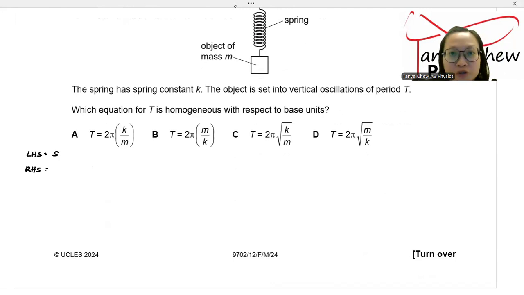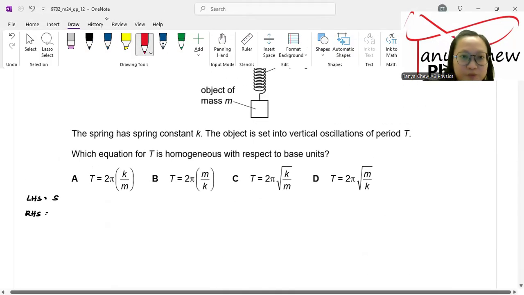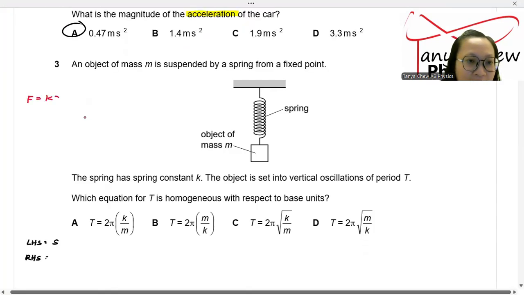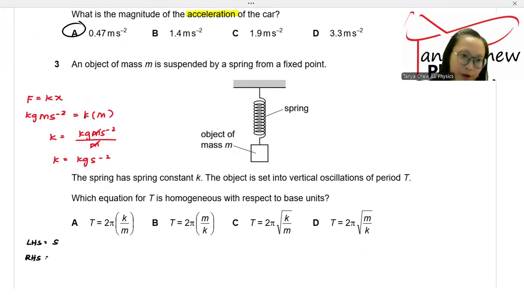So you remember Hooke's law? I have to write here. This is about the spring. With the spring constant, you have to recall your Hooke's law. Hooke's law, F equals Kx, if you still remember. The base unit of F is kilogram meter per second square. X is the extension, so the base unit of extension is meter. K is equal to kilogram meter per second square divided by meter. So the unit of spring constant is kilogram per second square.